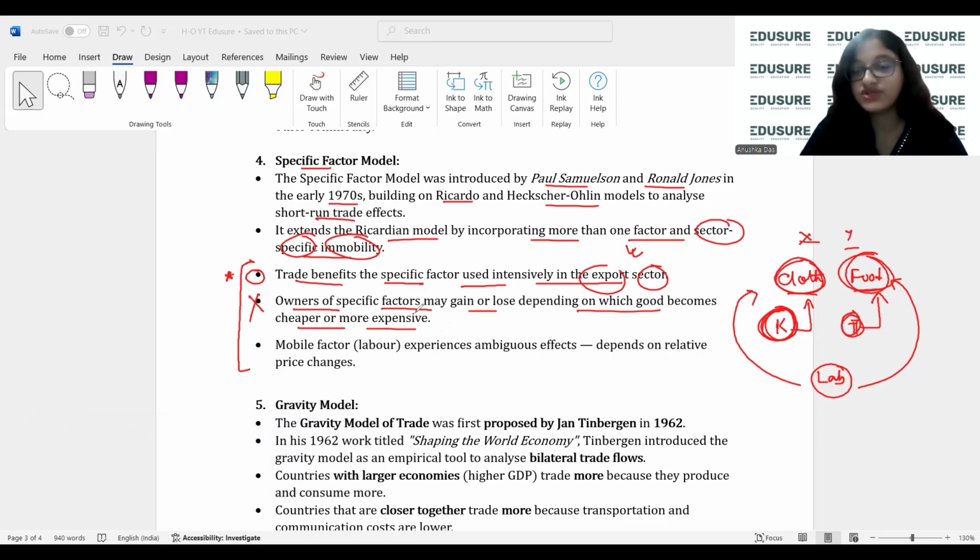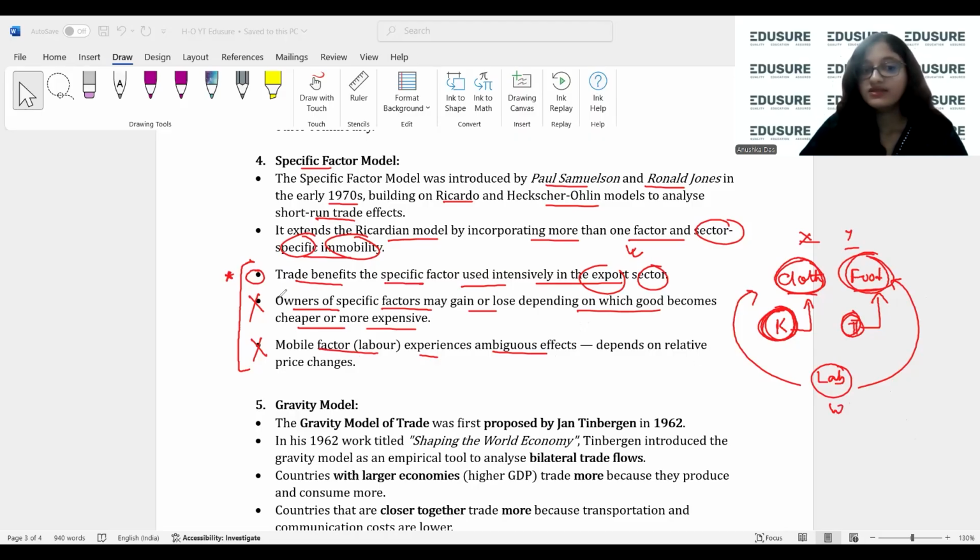This will vary from situation to situation. So we can only say about the specific factor. We cannot say about the owner of the specific factor. Also, the mobile factor, which is the labor. Labor is the mobile factor. It can go to this and this. So labor, since it is a mobile factor, will also experience an ambiguous effect. So the wage of the labor will increase or not, we don't know.